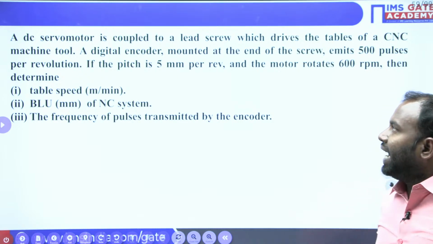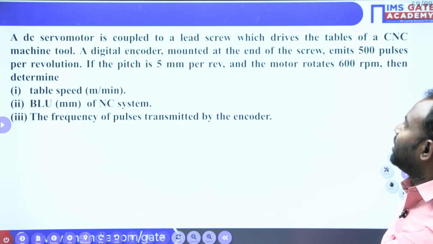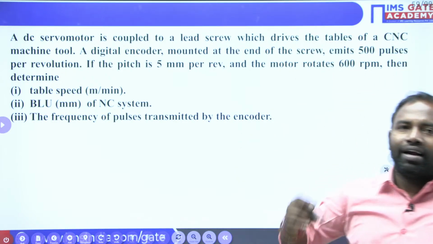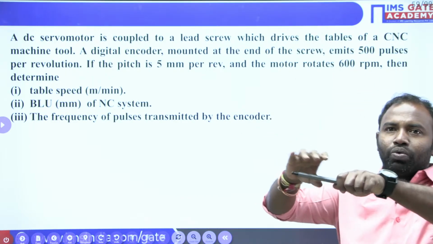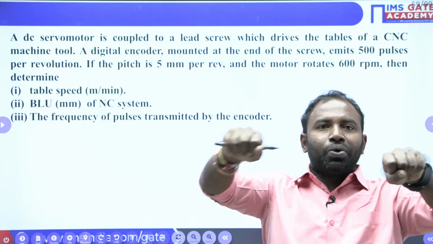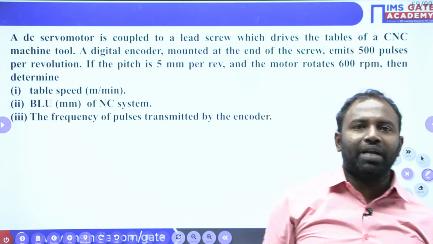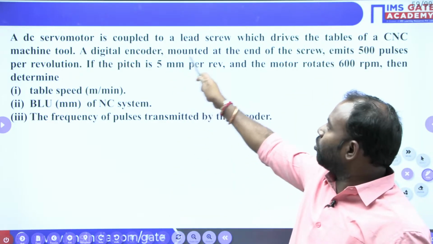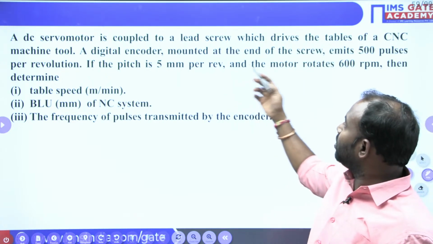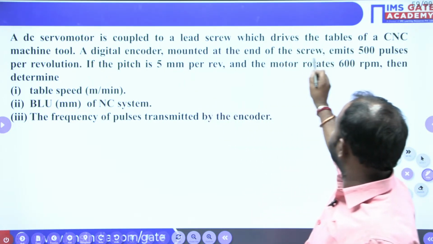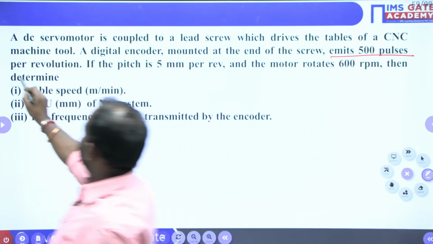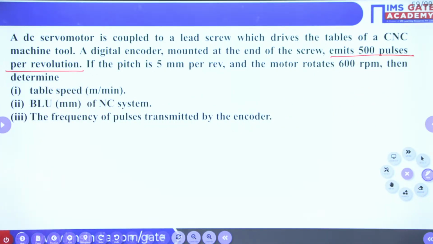A DC servo motor is coupled to a lead screw which drives the table of a CNC machine tool. We have discussed the DC motor, pulse generator and lead screw, and the work table is placed over there. A digital encoder mounted on the other end of the screw emits 500 pulses per revolution. That means pulse generator.